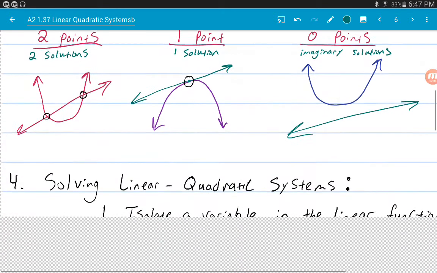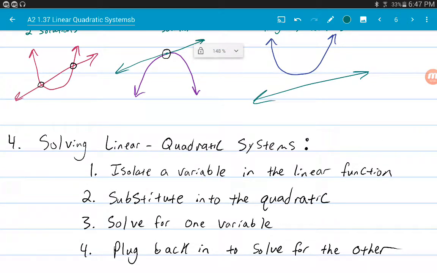Now, in order to solve these systems, when you're given the equations, the functions, we follow a very quick 4 steps. There's a lot of algebra going on in between these steps, but that's Algebra 1 work, and that's nothing new. The new stuff is just this 4-step system. You're going to isolate a variable, like x or y, in the linear function. You're going to substitute into the quadratic. You're going to solve for one variable, and you'll plug back in to solve for the other. So let's pick a question, and I'll refer back to these steps as we go through it.